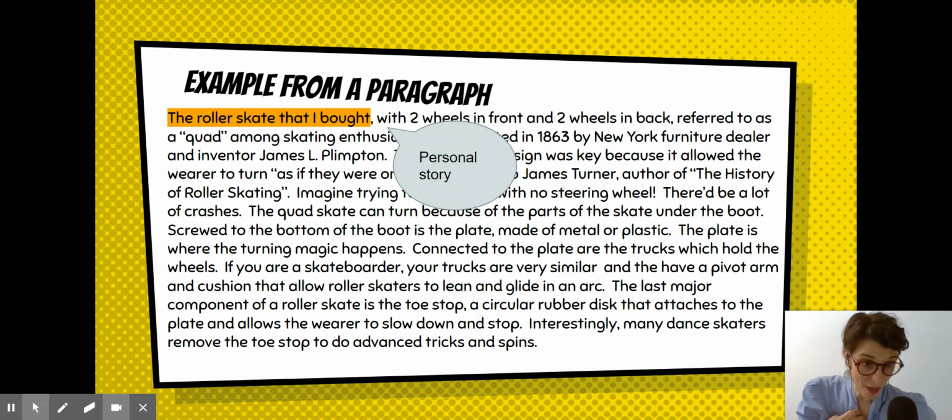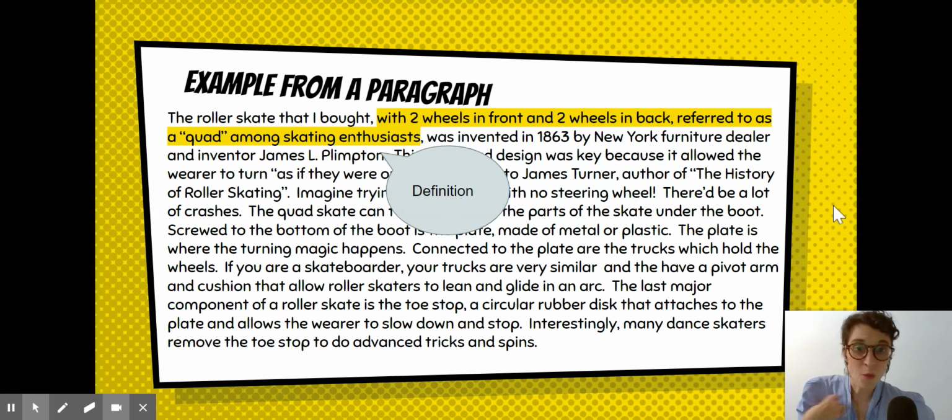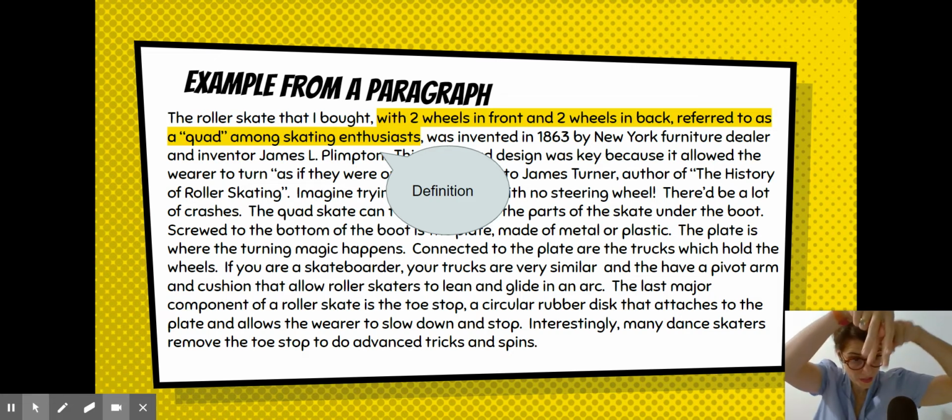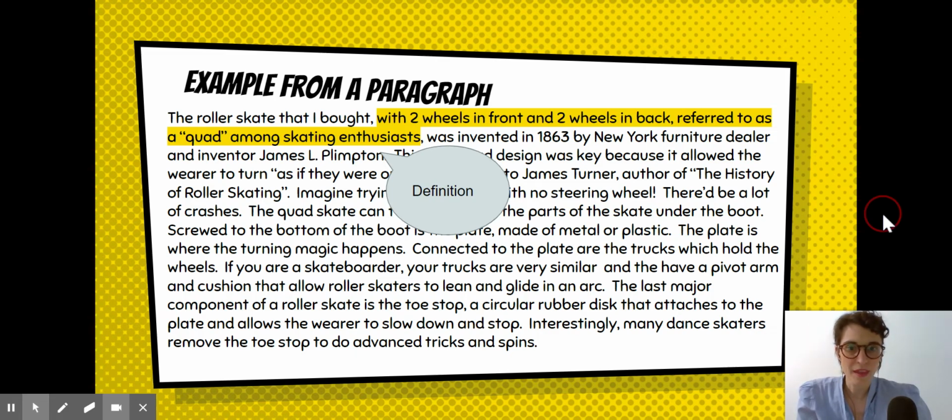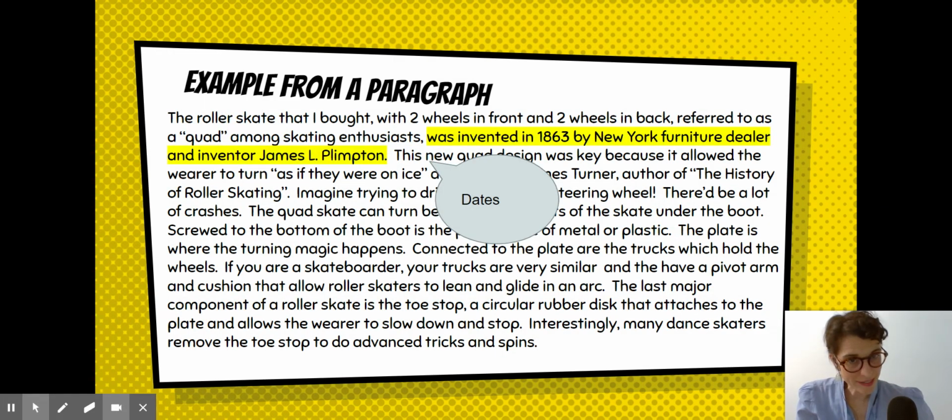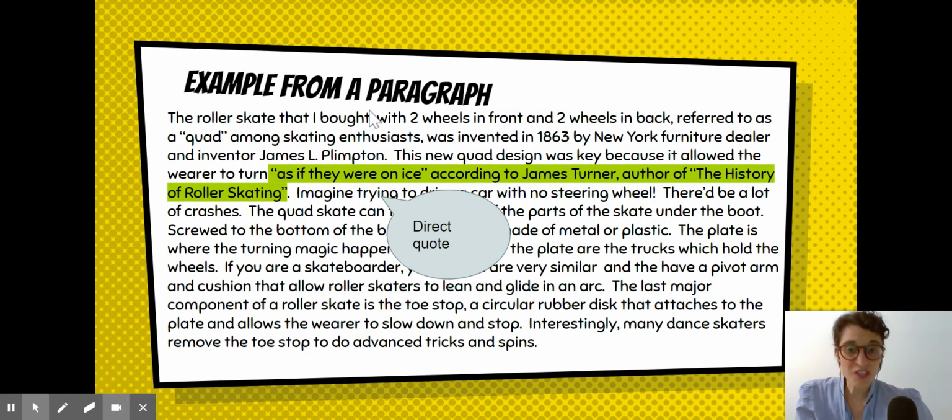The roller skates that I bought, with 2 wheels in front and 2 wheels in the back, are referred to as a quad among skating enthusiasts. Definition: quad. That's a vocab word. A quad skate. That's the 2 and the 2, what you think of for roller skates, hopefully. It was invented in 1863 by New York furniture dealer and inventor James L. Plimpton. Here I have a date. This new quad design was key because it allowed the wearer to turn, quote, as if they were on ice, according to James Turner, author of The History of Roller Skating.